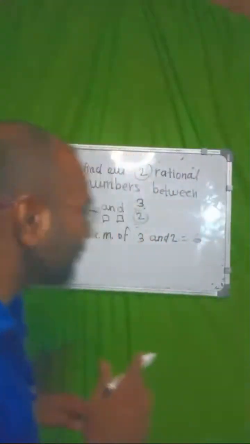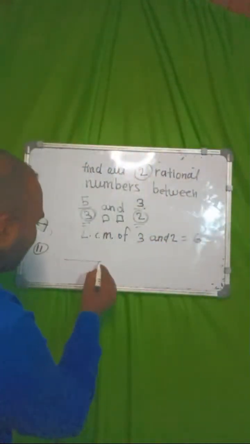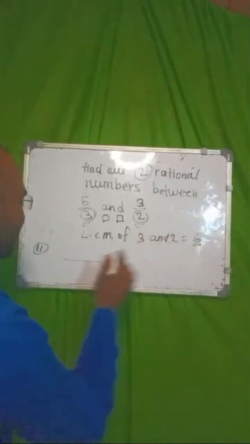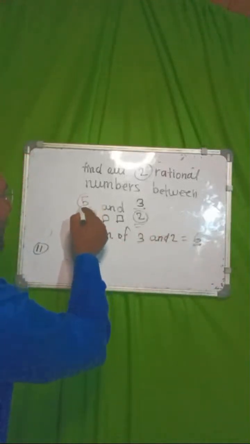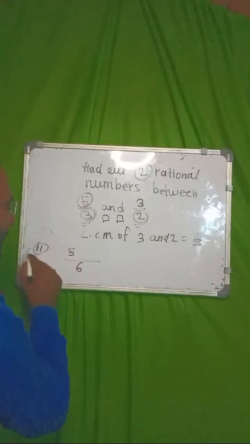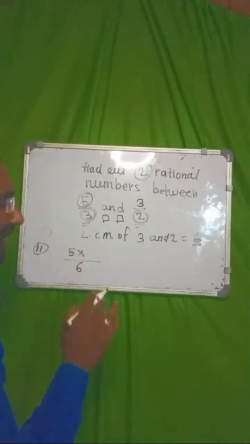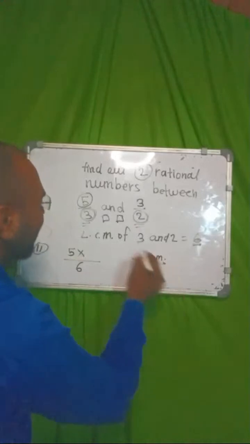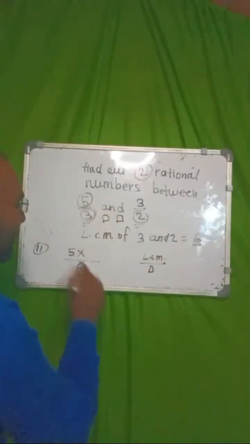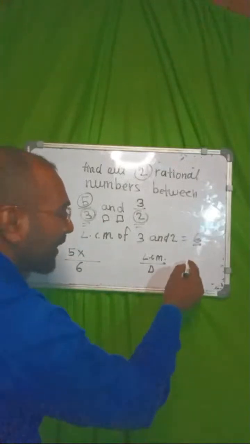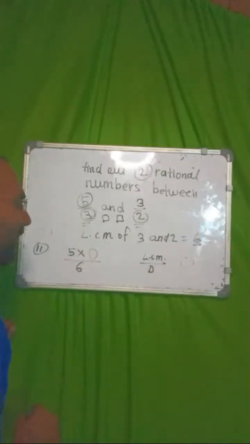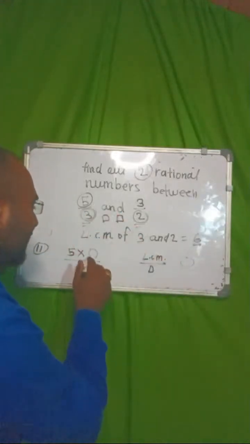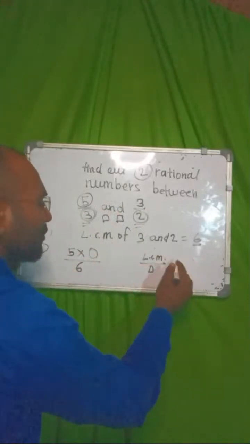Now see this step very carefully. In the place of the denominator, we will write down the LCM, which is 6. Whatever the numerator is, just write it down, 5, then the multiply sign. Now the LCM will be divided by the denominator, and whatever answer we get will be written down here.